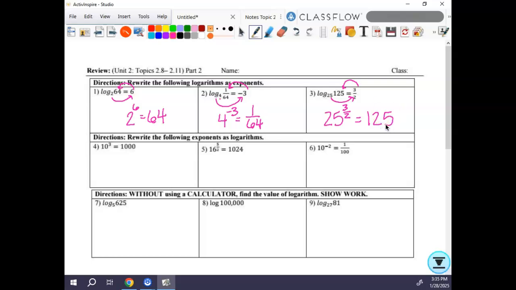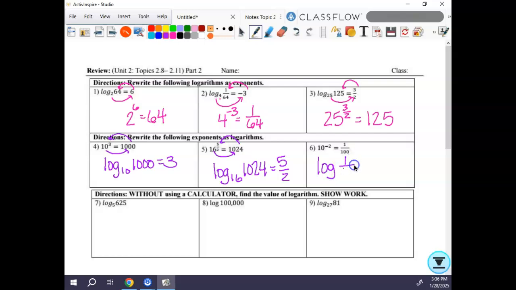Okay. Now we're going to go the other way and write our exponentials as the logs. So the base here is 10. So we can write log base 10. Remember, you don't have to have that, but sometimes you might see that. The base is 10. Log base 10 of 1,000 equals 3. Round in a circle. Base of the exponential is 16. So this is going to be log base 16 of 1024 equals 5/2. Okay, the base is 10 again, so this time I'm just going to write log of 1 over 100 equals -2.